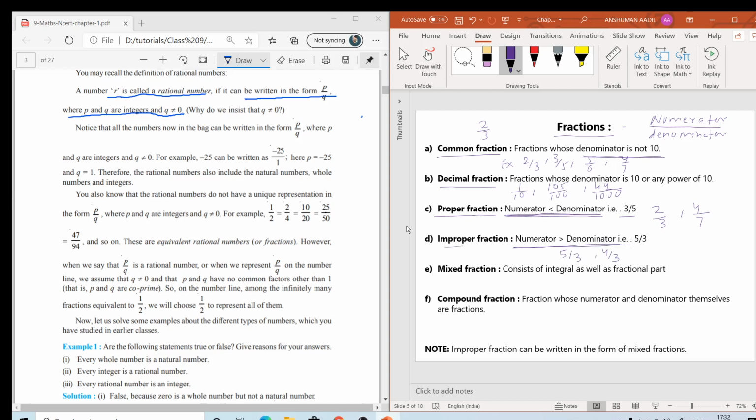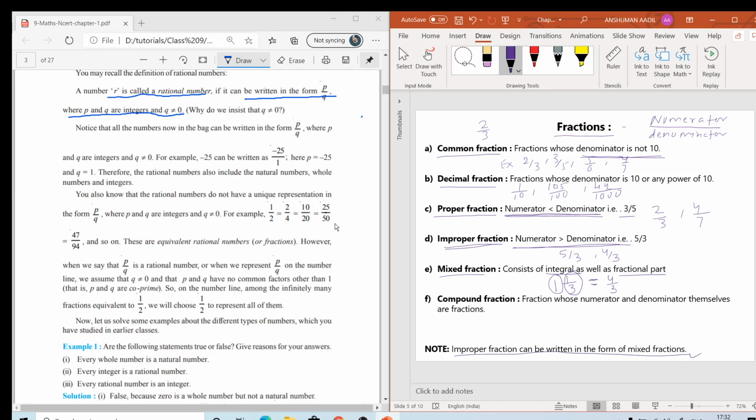Again, we have mixed fractions. What are mixed fractions? In mixed fractions, we have integers and fractions together, like one integer and 1 upon 3. Here 1 is an integer and 1 by 3 is a fraction, but if we combine and solve this, we can write it in the form of 4 by 3. So all improper fractions can be written in the form of mixed fractions.